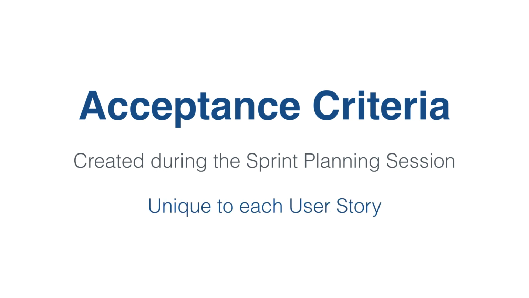The key thing to remember about acceptance criteria is that it is unique to each story, not only just the story, but the tasks that make up the story. If you saw my other video, you saw how I broke out how a particular user story may have 4, 5, 6 pieces of acceptance criteria. So again, it is unique to each user story.